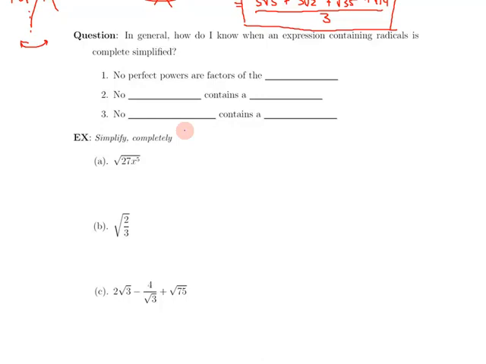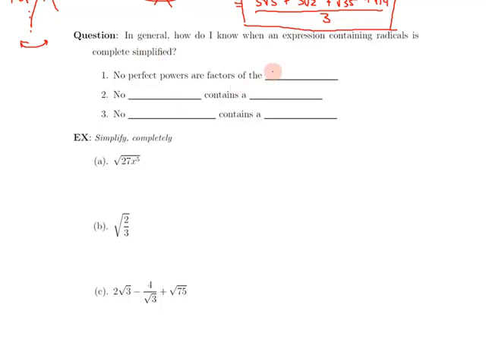Now let's ask the most general question there is. If I've got a radical expression, whether it's got multiplication, division, addition, subtraction, or just radicals by themselves, how do I know when an expression containing radicals is completely simplified? Where's my stopping point? Okay, and here's 3 guidelines.